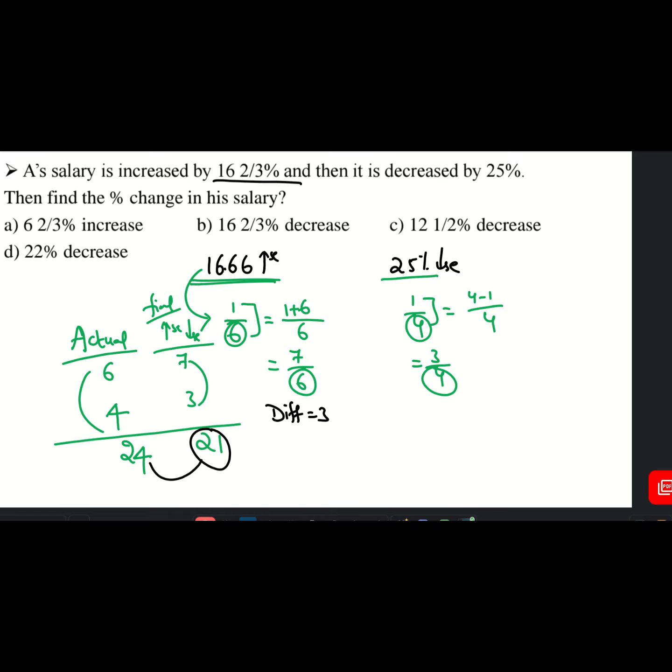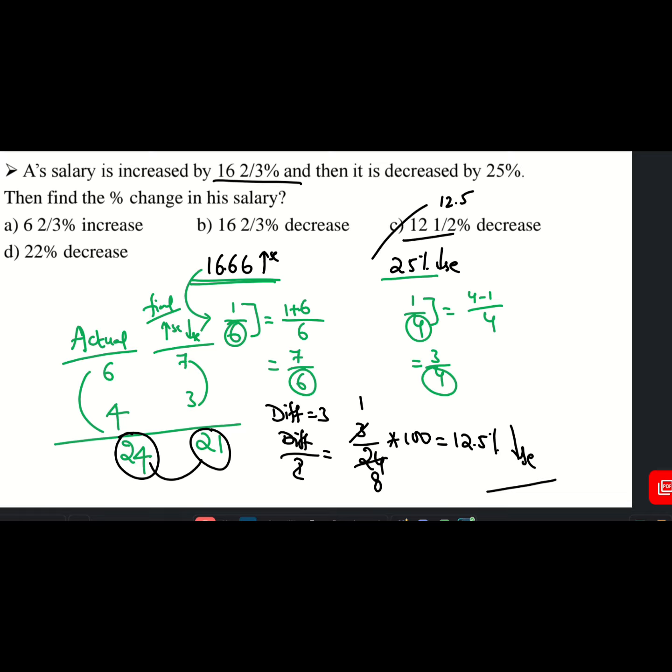So how much percentage change? Difference 3 by initial value, which is 24. Difference by initial. Difference is 3, initial value is 24, into 100. 3 by 24 can be written as: 3 ones are 3, 3 eights are 24, so 1 by 8, which will be equal to 12.5 percentage decrease. 12.5 percentage is decrease.